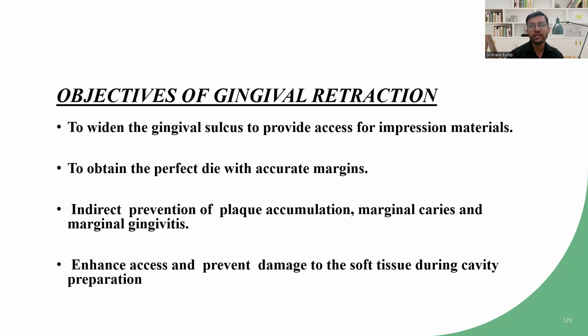So objectives of the gingival retraction include to widen the gingival sulcus to provide access for the impression materials to go inside, to obtain a perfect die with accurate margins, to cut the die and get accurate margins, indirect prevention of plaque accumulation, marginal caries, and marginal gingivitis. Also to enhance access and prevent damage to soft tissue during the cavity preparation.